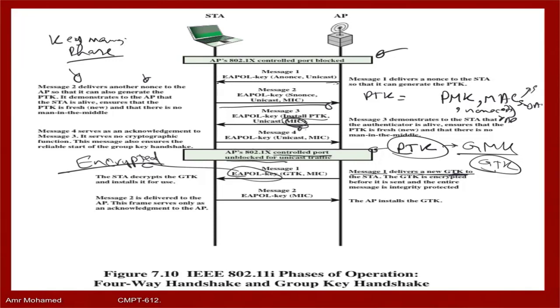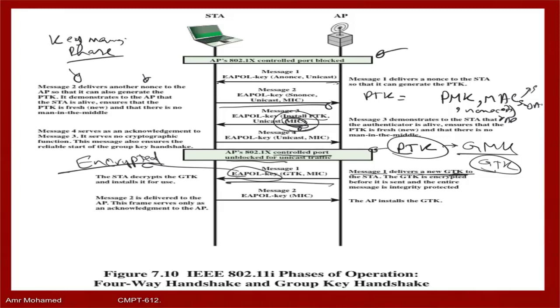We said the pairwise transient key is composed of 3 keys. It's hard for you to memorize them right now, but you will be able to memorize them. The key confirmation key, which we have used here to verify the process by generating this MAC, right? And the key encryption key. The key encryption key is used to encrypt this message that contains the group transient key.